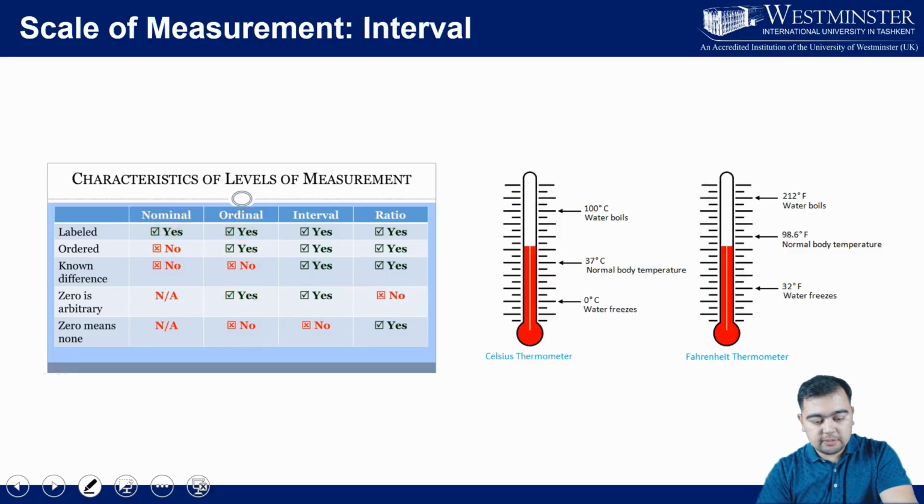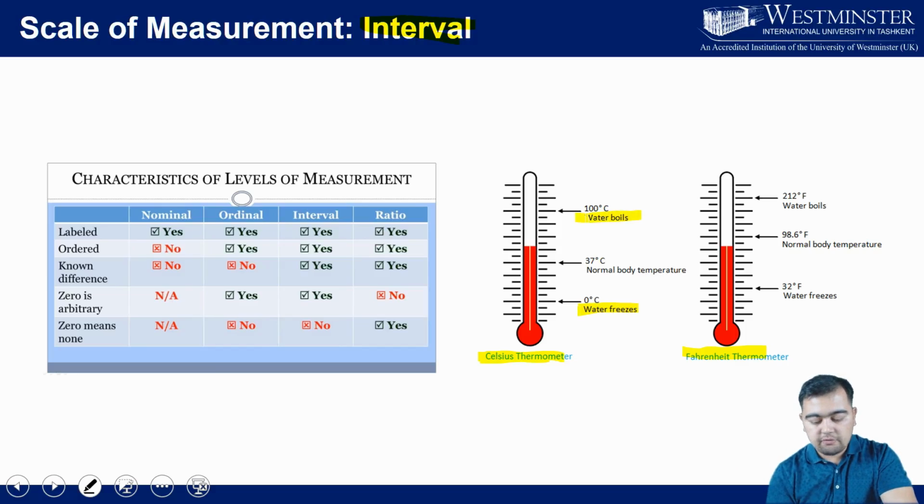And the third scale of measurement here is called the interval scale of measurement, right? Now, talking about the example first. So you have on the right two thermometers. One is the Celsius thermometer, the other one is the Fahrenheit thermometer, right? Now, we all know that at 0 degrees, the water freezes, right? And at 100 degrees, the water starts boiling, right?